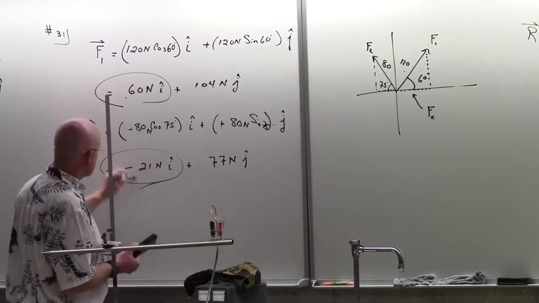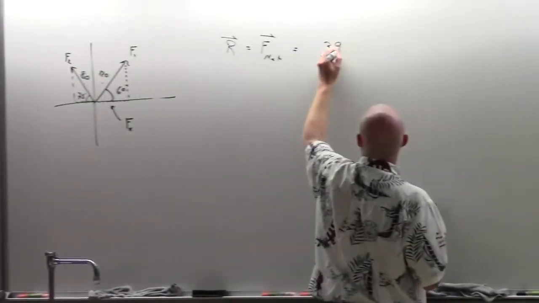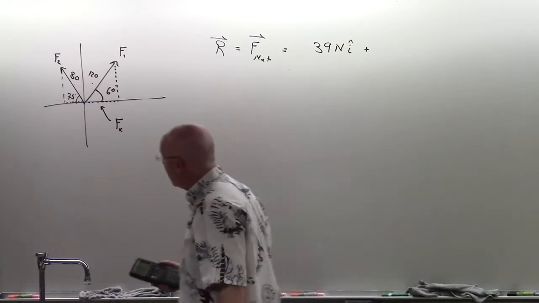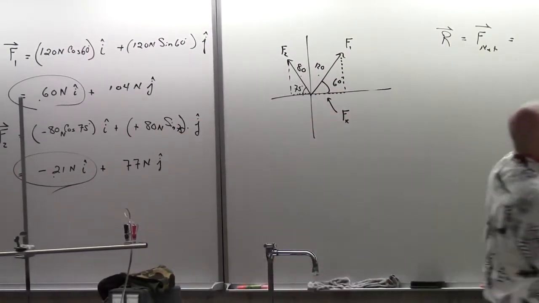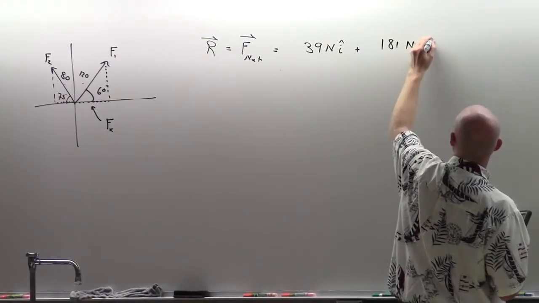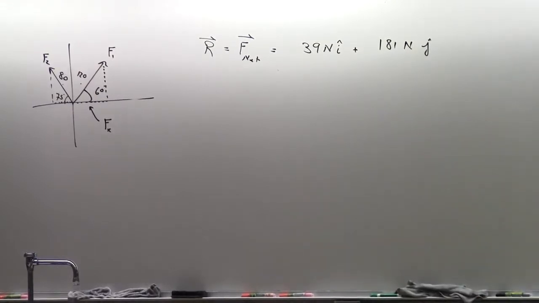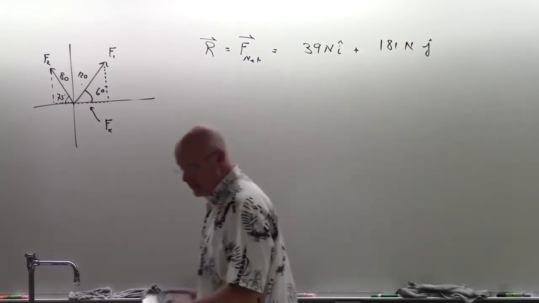But in this case, a 60 minus a 21 is 39. So I have 39 newtons in the I-hat direction. And the 104 with the 77 is what, 181 there? 181 newtons in the J-hat direction. And so there is the net force.